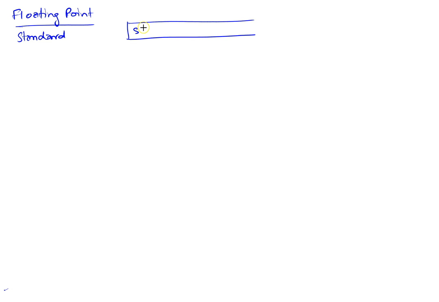Hi, in this video, I will give a brief overview of floating point representations or floating point numbers in the standard form. When you look at a floating point number expressed in binary, it has three components to it: a sign, an exponent, and a fraction.